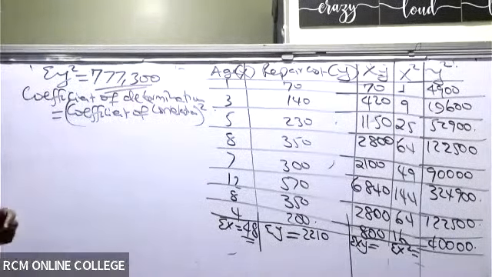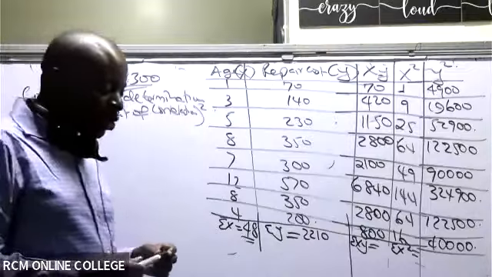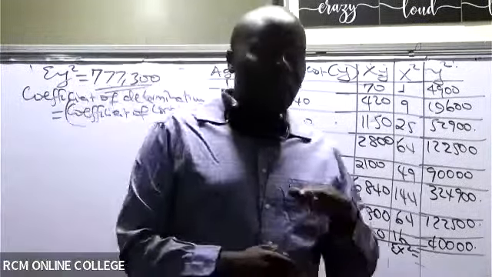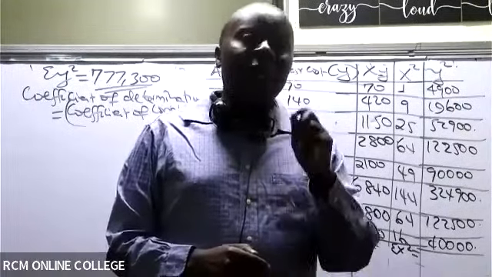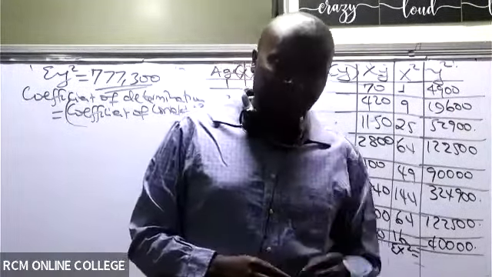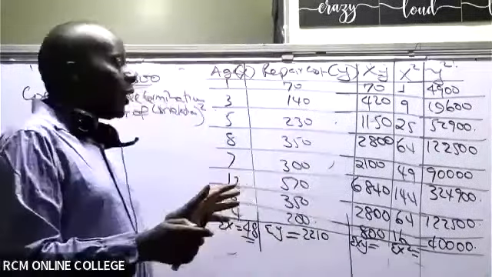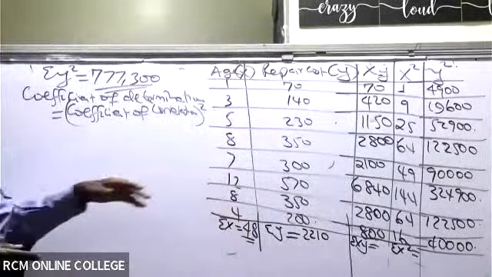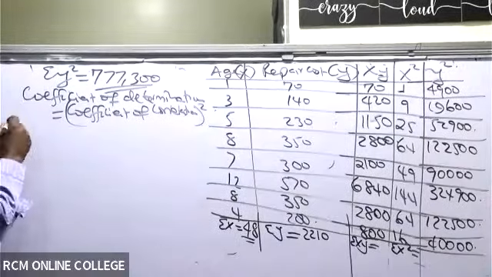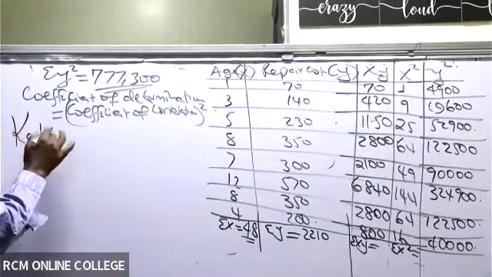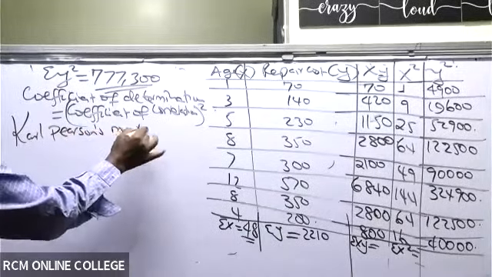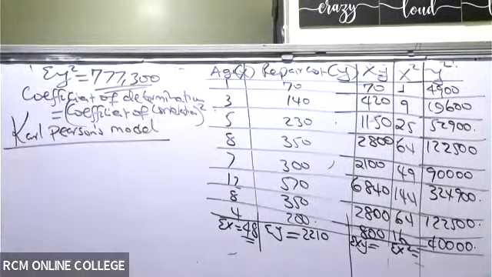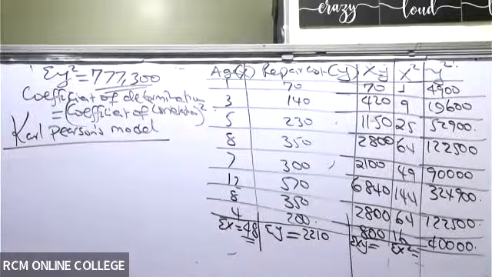Then remember, yesterday I told you that we have two models of getting the coefficient of correlation. We have the ranks model, and then we have the Karl Pearson's model. For quantitative variables, like these, we shall use the Karl Pearson's model. So then how do I get the Karl Pearson's model?